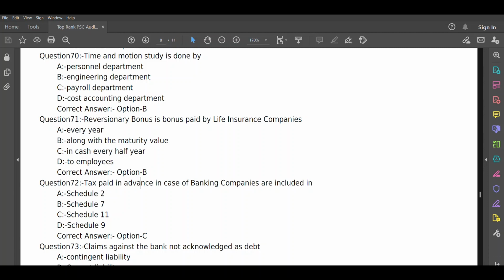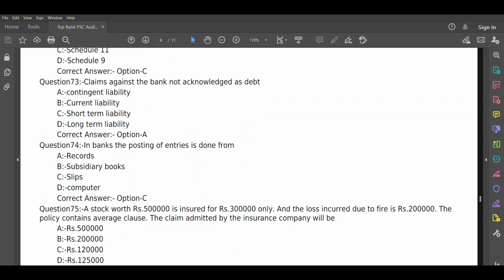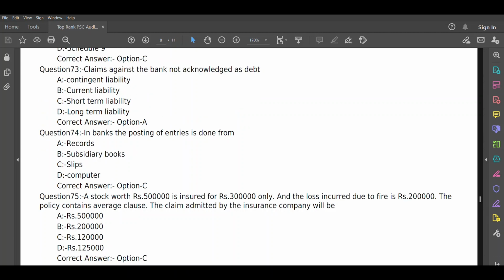Revisionary bonus is bonus paid by life insurance companies along with the maturity value. Tax paid in advance in case of banking companies are included in Schedule 11. Claims against the bank not acknowledged as debt. Contingent liability. In banks, the posting of entries is done from slips.